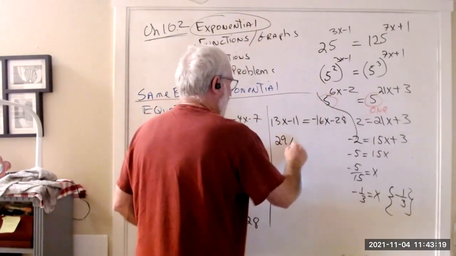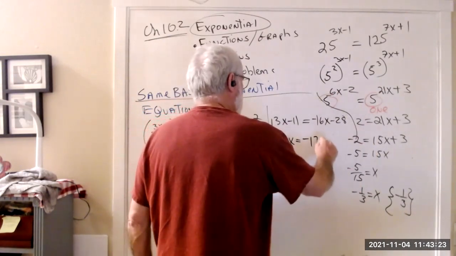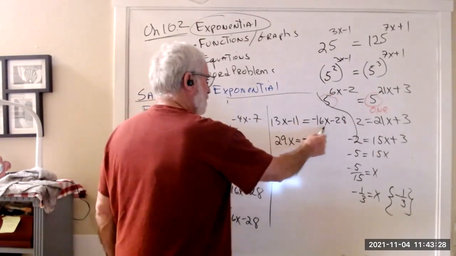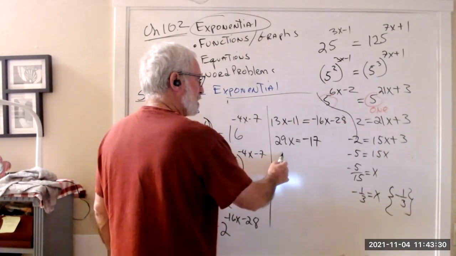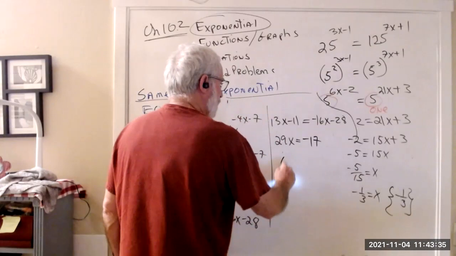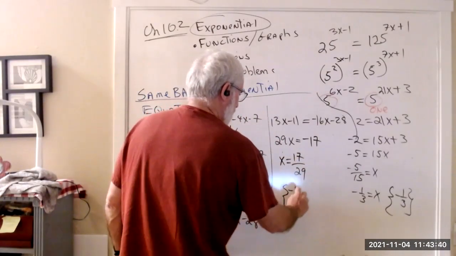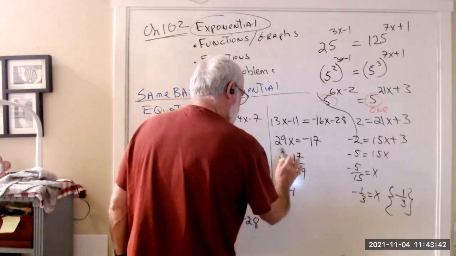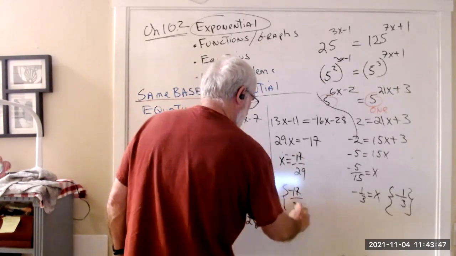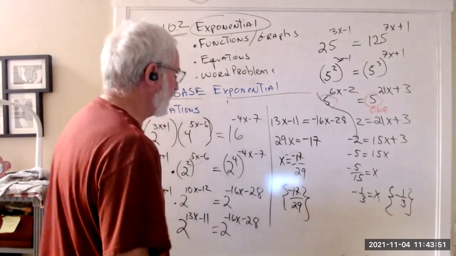That's 29x equals, add 11, negative 17. I think that's right. Add 16, and you get 29. Okay, add 11, so yeah, 17. So x is negative 17 over 29. Negative 17, dummy. And of course, I wrote it right in the glare.